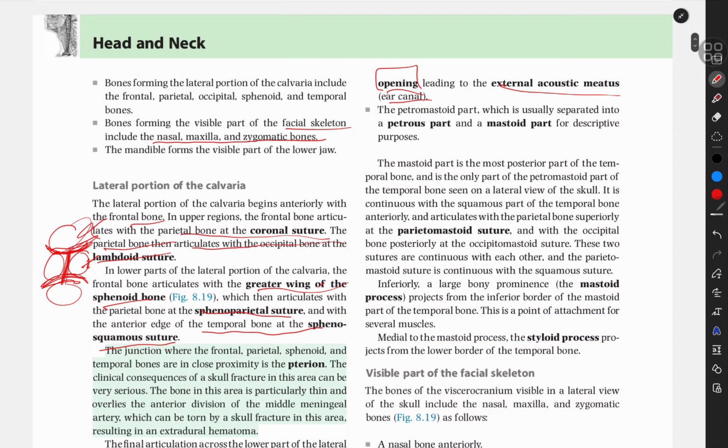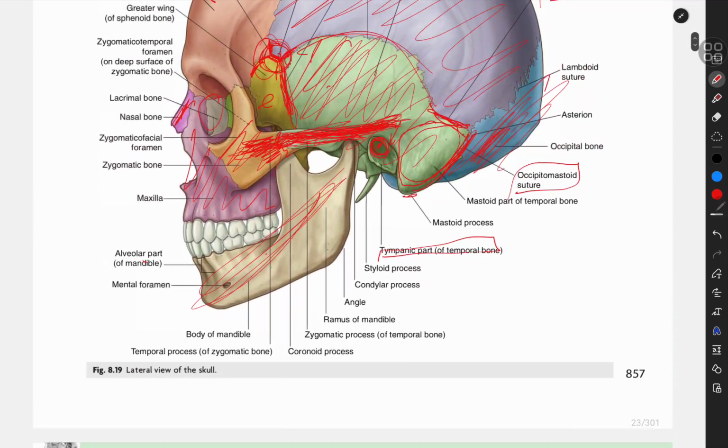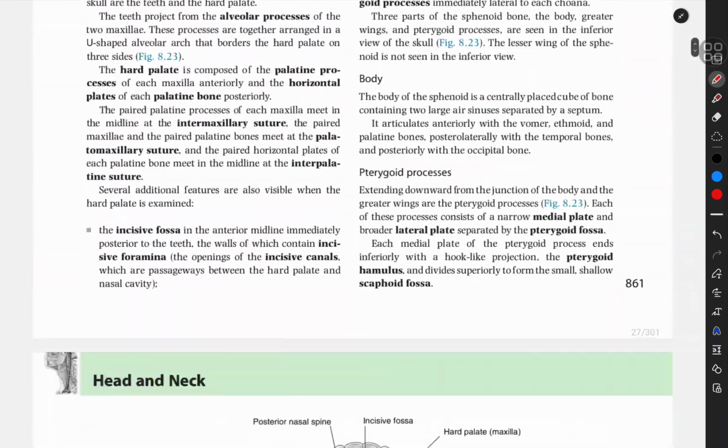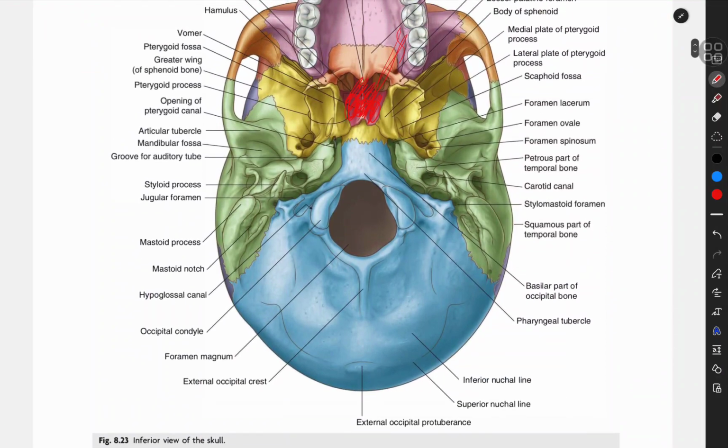or the ear canal. The petromastoid part is usually separated into the petrous part and the mastoid part for descriptive purposes. Where is this? This is the petrous part, this is the mastoid part. So between them should be the petromastoid part, but I'm not sure. Or the base. Yeah, I think the base will have the petromastoid part. So mastoid part, petrous part. So petromastoid, I think.